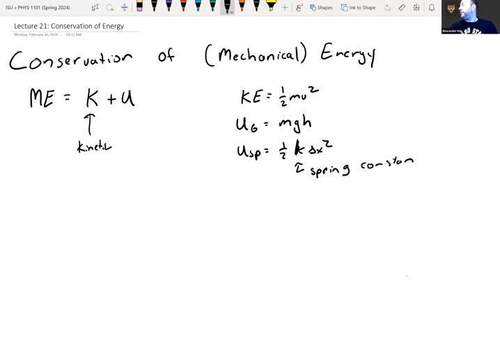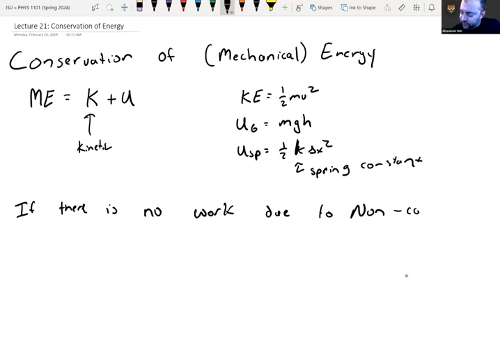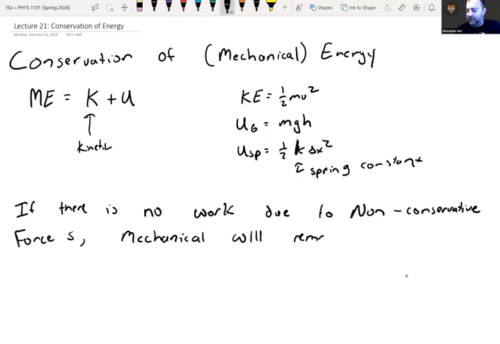Okay. So the idea behind the conservation of mechanical energy is that if there is no work due to non-conservative forces, and as a reminder, the non-conservative forces were basically everything but the gravitational force and the spring force, basically the two forces associated with those potential energies, mechanical energy will remain constant. Okay, that is basically what the conservation of mechanical energy is saying.